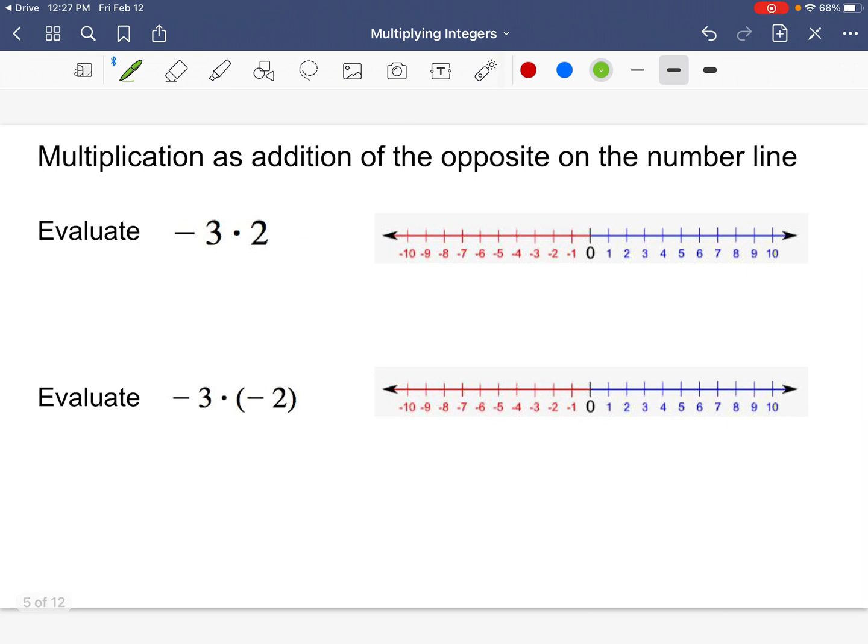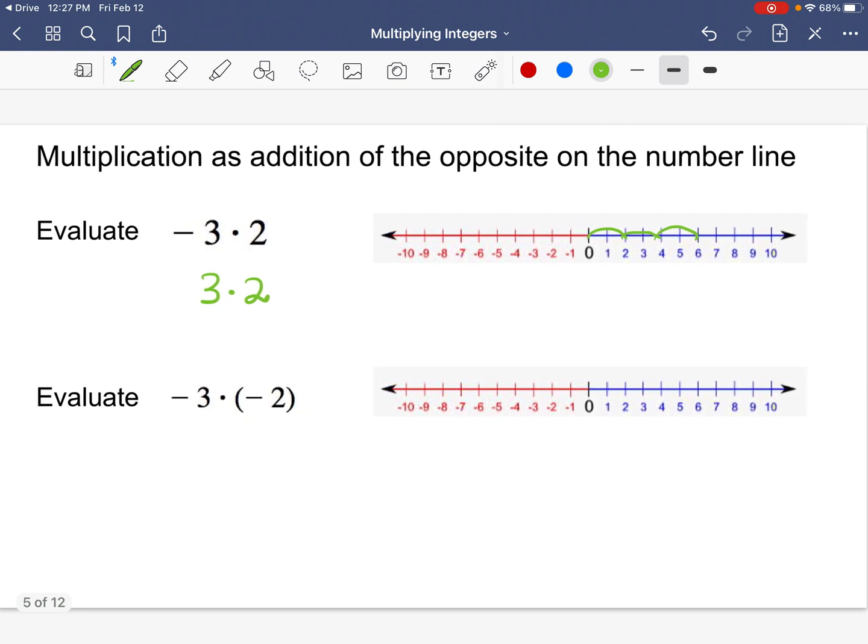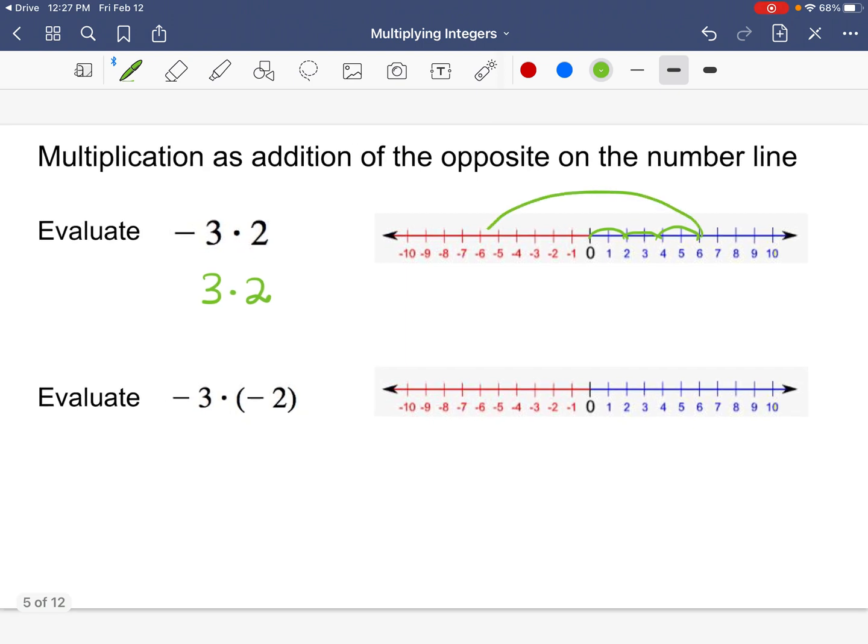Now let's look at multiplication as addition of the opposite. So let's start with negative 3 times 2. And before we do that, let's do 3 times 2. So we have 6. And negative 3 times 2 is the opposite of that. So the opposite of 6 is negative 6. The opposite, go all the way over to here, is negative 6.